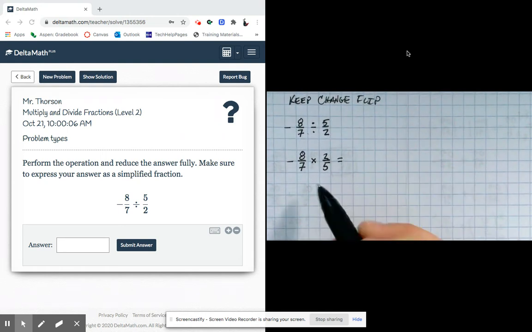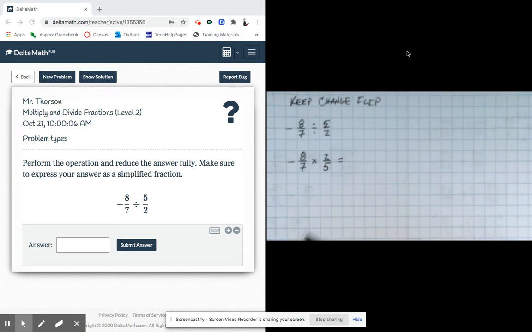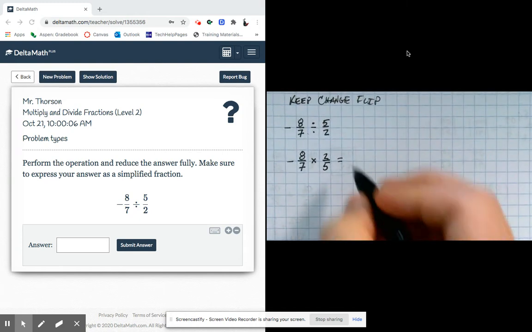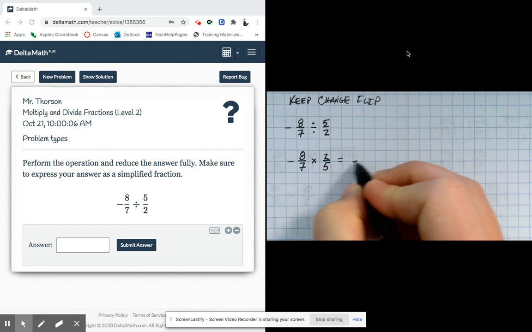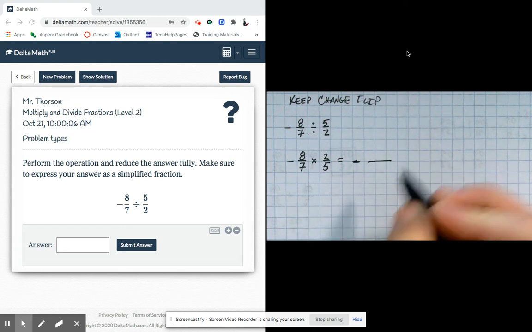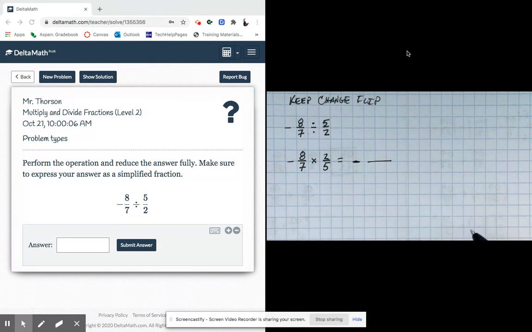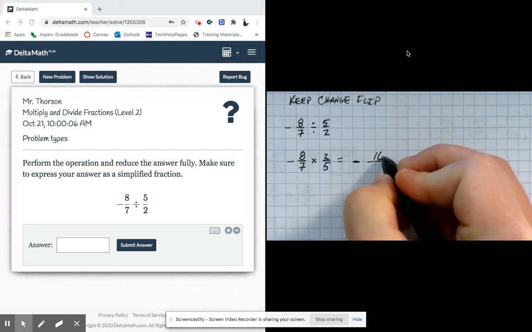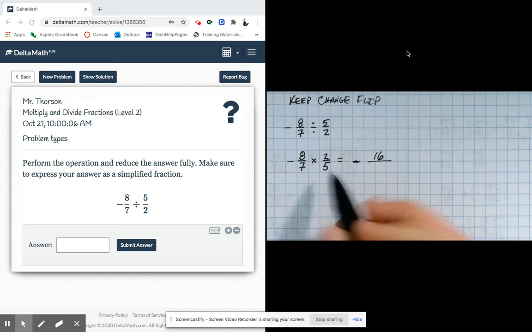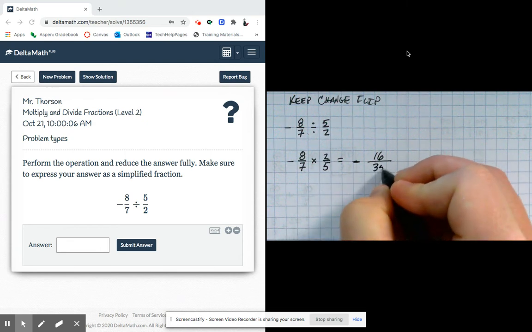Now, we have to remember what our rules said about multiplication and division. We know that if we're multiplying and they are different signs, it's always going to be negative. So I'm going to go ahead and tell myself that it might be important to write down that negative sign first. So we know that this is going to be a negative fraction. Now let's go through and multiply. 8 times 2 is 16. 7 times 5 is 35.